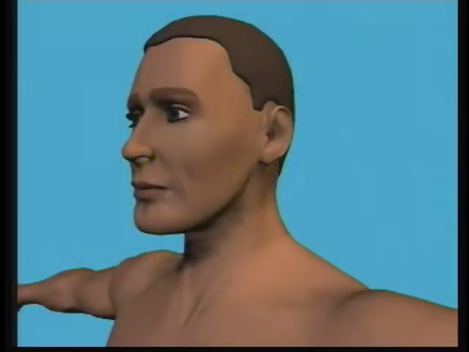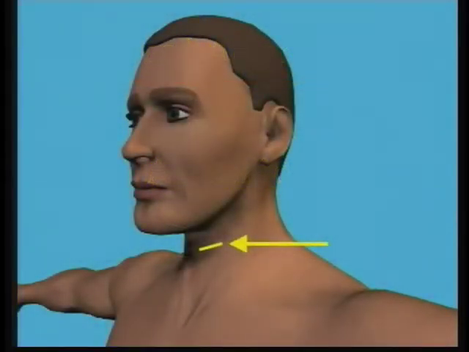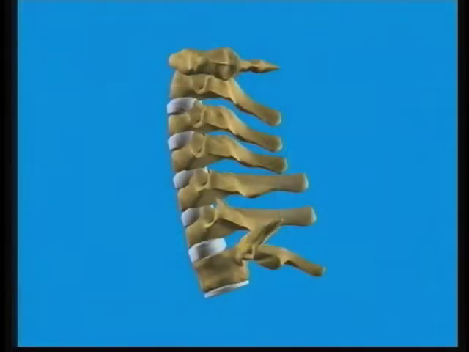Your surgeon can approach the cervical spine by two different methods. The first approach is from the front of the neck. This is called an anterior approach. Your surgeon will make a small incision along the front of your neck to access your cervical spine. This procedure is a very common and safe way to remove part or all of the affected disc or bone spurs, which will relieve pressure on the nerve roots and/or spinal cord.